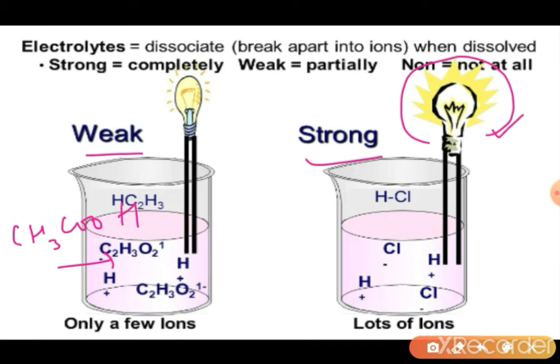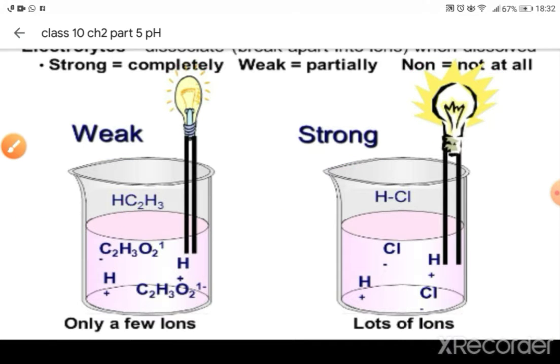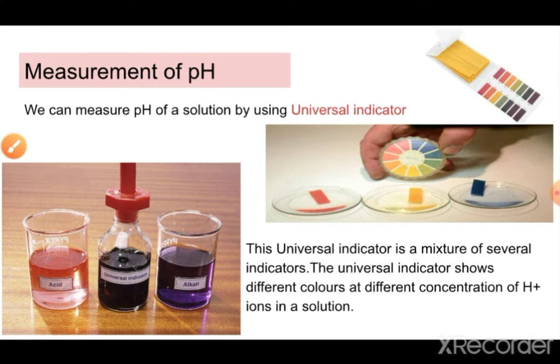If we do not know which solution is a strong acid and which is a weak acid, and we do not have a pH scale, how do we find out which one is weak and which one is strong? By this activity we can find out. If the bulb is glowing dimly, that one is a weak acid, and if the bulb is glowing brightly, that one is a strong acid.